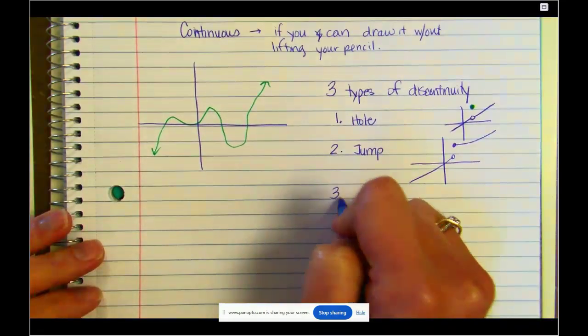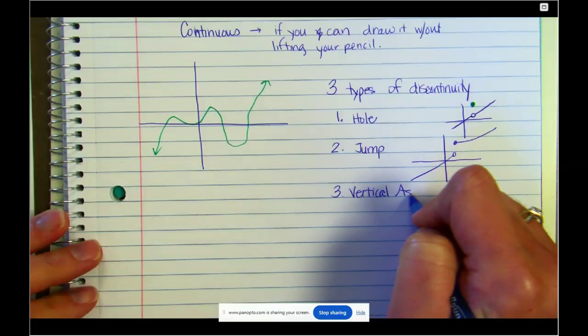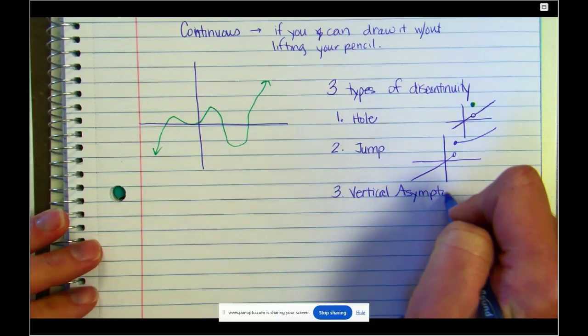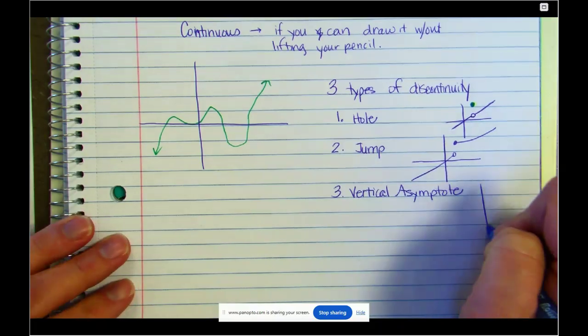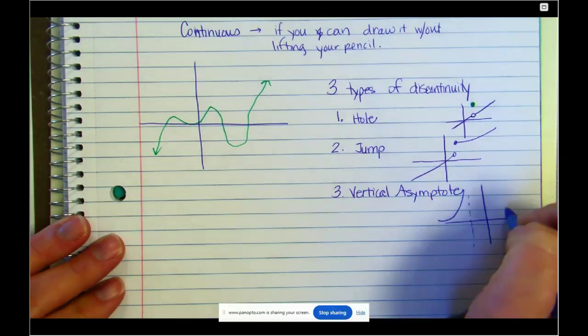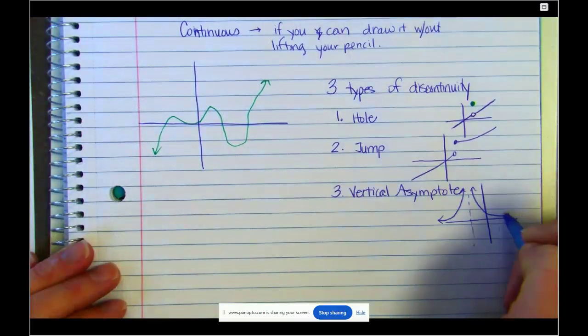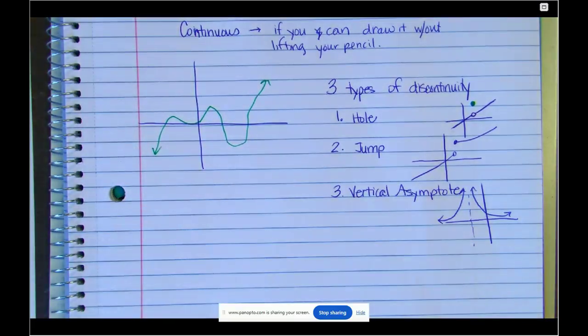And then the last one is vertical asymptote, which we've also talked about. Okay, and so we know vertical asymptote. You can have them going both up. You can have them going both down. You can have one up, one down. Okay, so vertical asymptote. So there's three kinds of discontinuity. So one of the things you're doing on your homework literally is classifying the kind of discontinuity. I'll give you a graph. You're telling me, oh, that's a hole there. Okay, it's literally that easy.